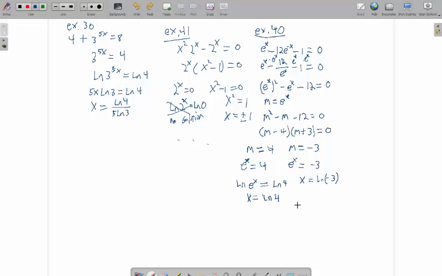And if we do the same thing on the e to the x equal negative 3, we will get x equal ln of negative 3, but ln of negative 3 is undefined, so that's not going to work for us.